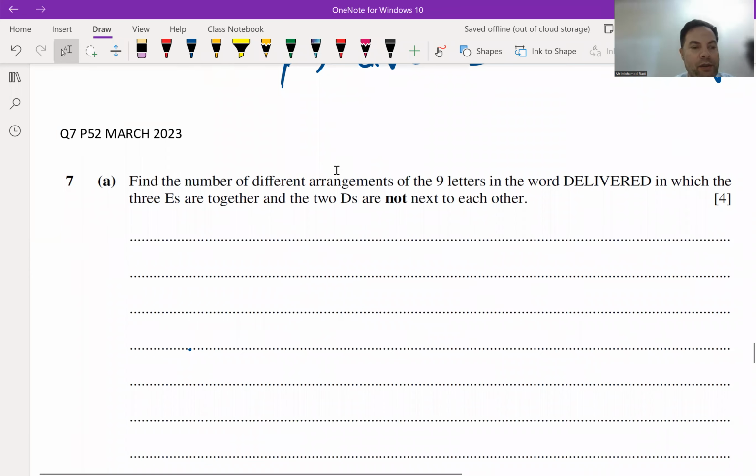Hello guys, in this tutorial I'm going to solve question number 7, paper 52, March 2024. Find the number of different arrangements of 9 letters.